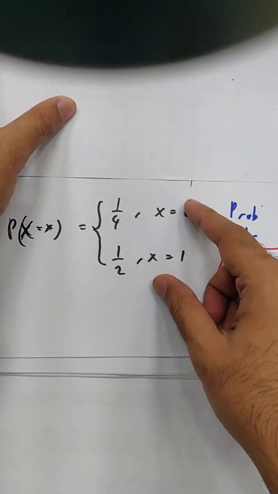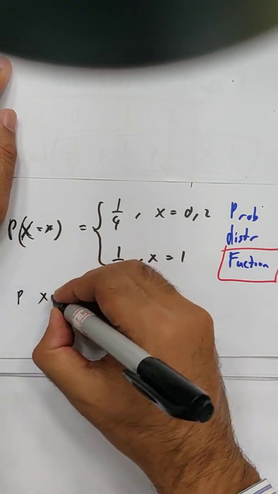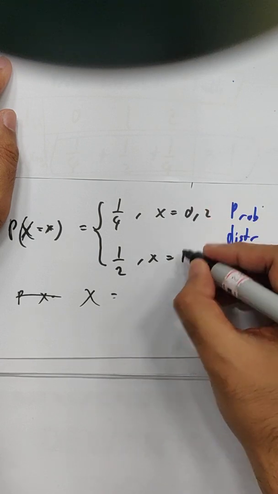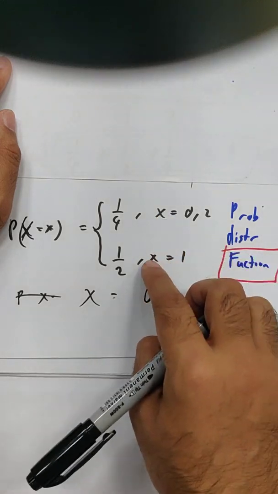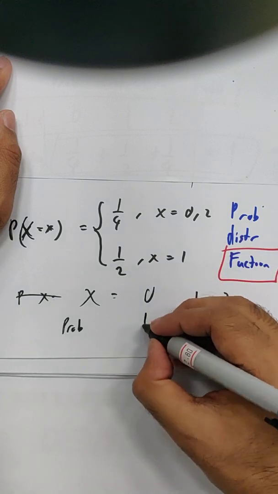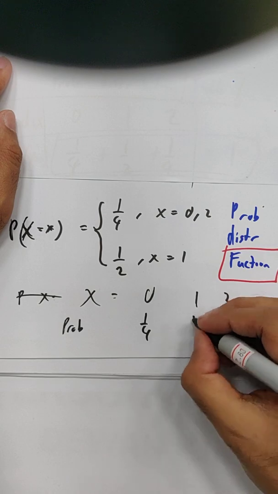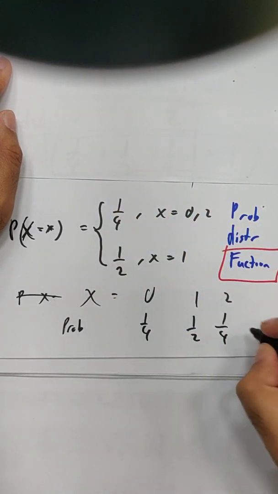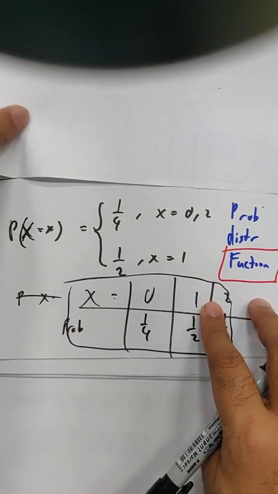Well, you can change this into a table. From here, I can write down firstly x. I've got here 0, 1, and 2, right? So 0, 1, and 2, and then I write them out. When it's 0, the probability is 1 over 4. When it's 1, the probability is 1 over 2. When it's 2, the probability is 1 over 4. Which gives you the same as this one.